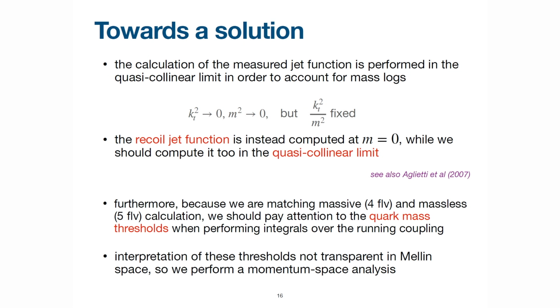And so the solution that we arrived at, which was actually the same found by Aglietti and collaborators, is to compute the recoil jet function also in the quasi-collinear limit.